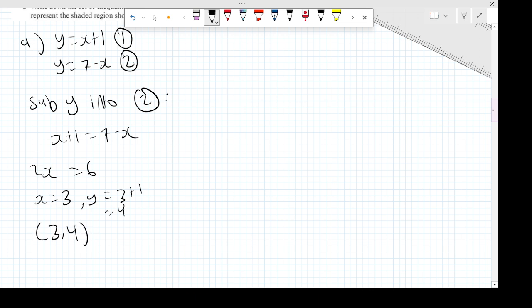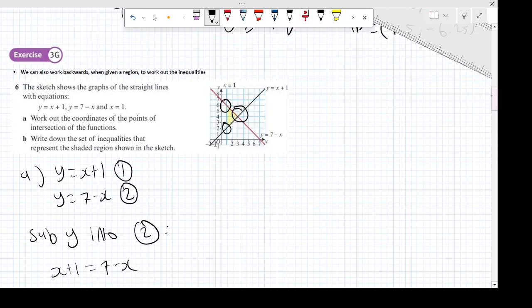Okay, then we need to find another intersection. So let's do y is equal to x plus 1 and the other line, which is x equal to 1. Now this one's quite easy to solve because they already give you the x value. x is equal to 1. So if x is equal to 1, then y is 1 plus 1, 2. So the coordinates are 1, 2.